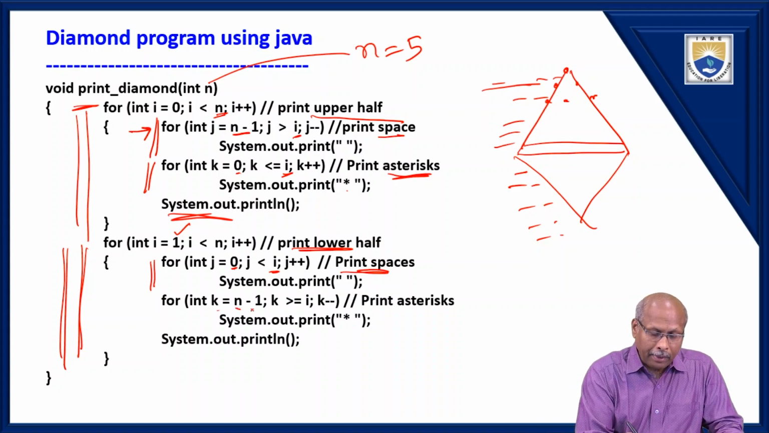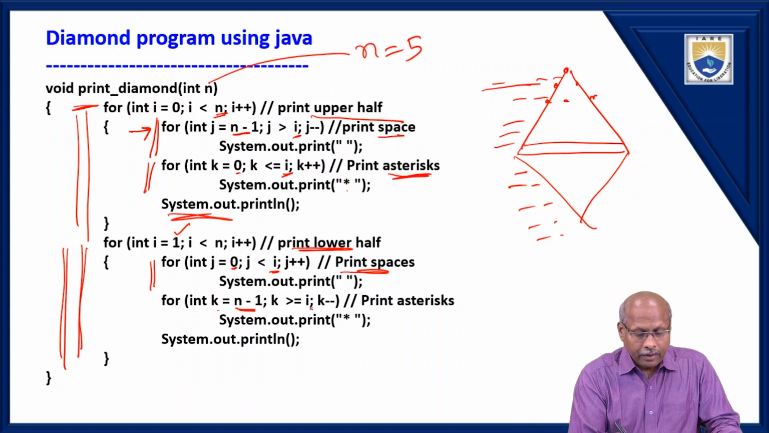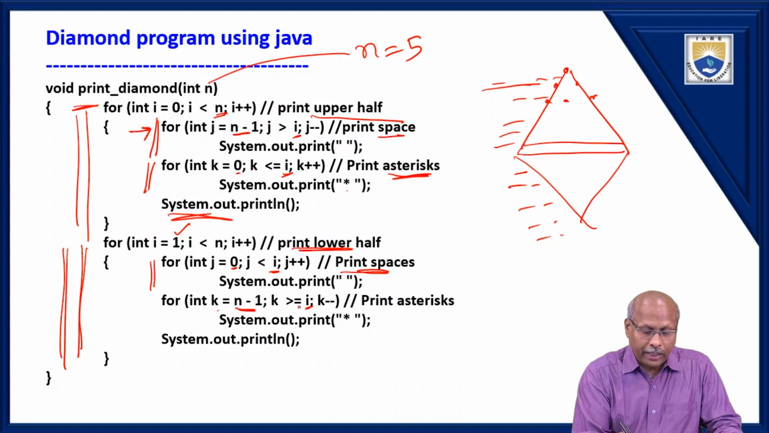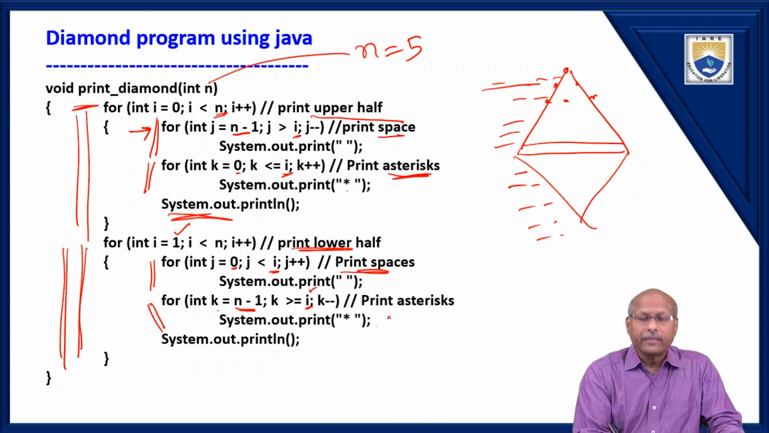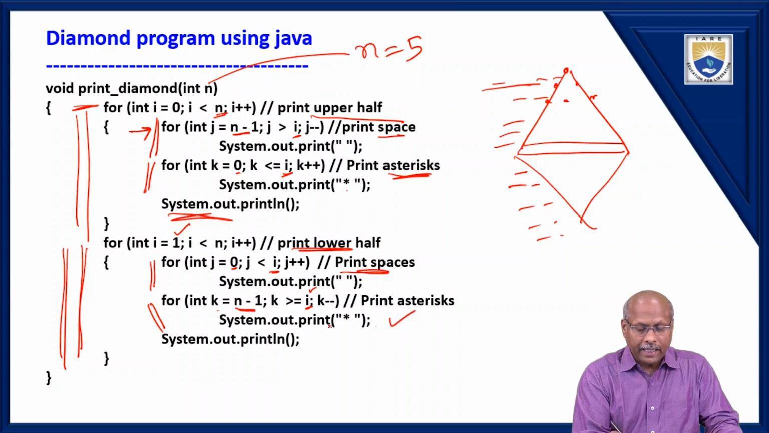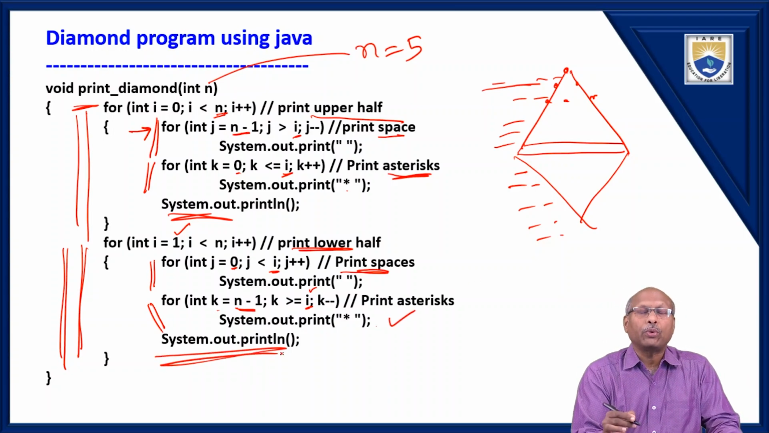So now k equal to n minus 1, 2. So n is how much? 5. So 5 minus 1, that means 4 stars until k greater than i. So now this portion is printing the stars. After printing stars, then you have to come to the next line. So come to next line.